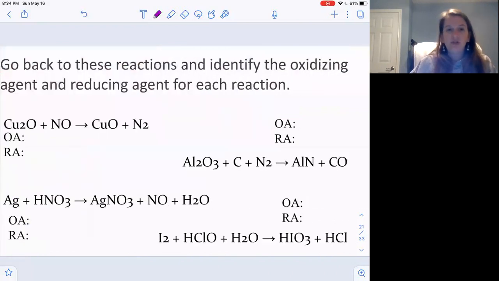Okay, so what I want you to do is go back to these reactions that we did initially, and I want you to identify what the oxidizing agent is and what the reducing agent is. And then I want you to check back on the PowerPoint to see if you got those correct. And let me know how you're doing and if y'all have any questions.